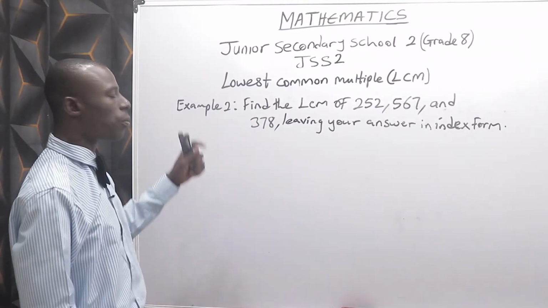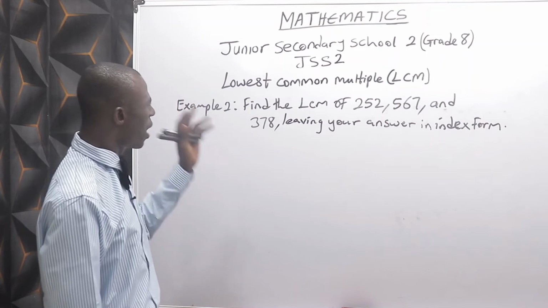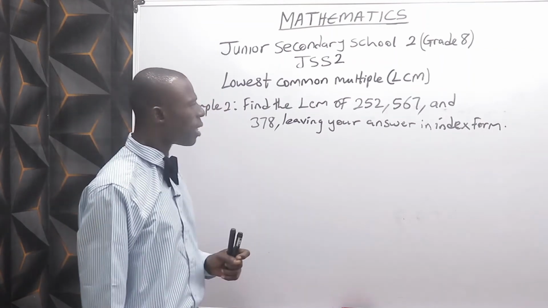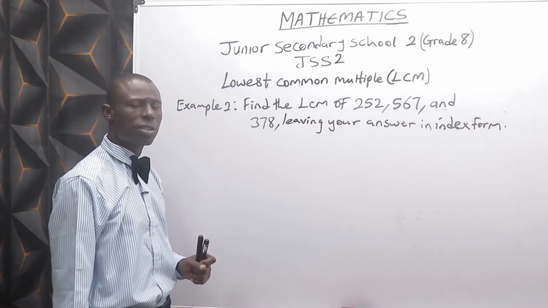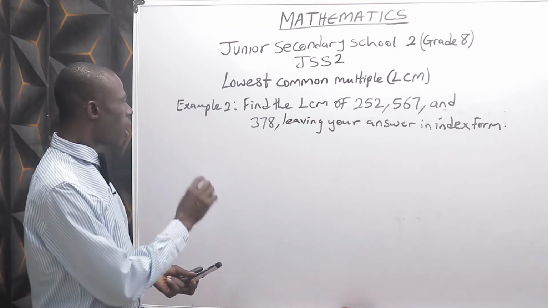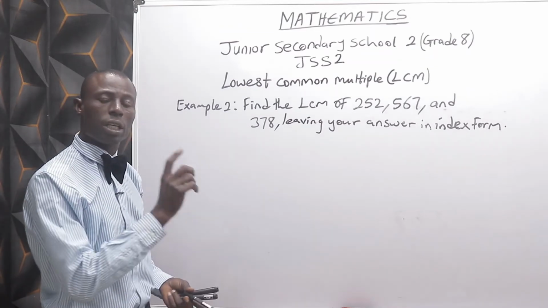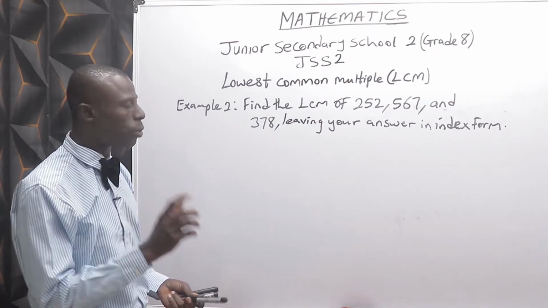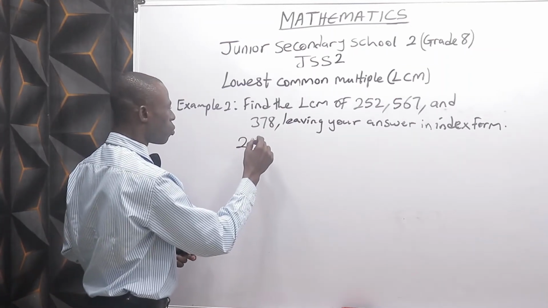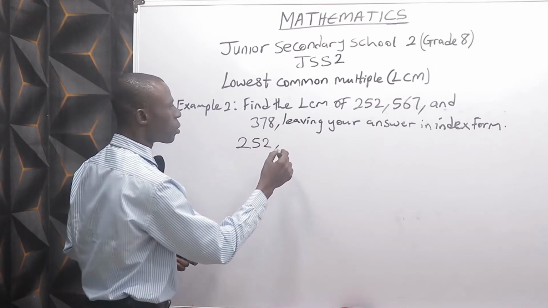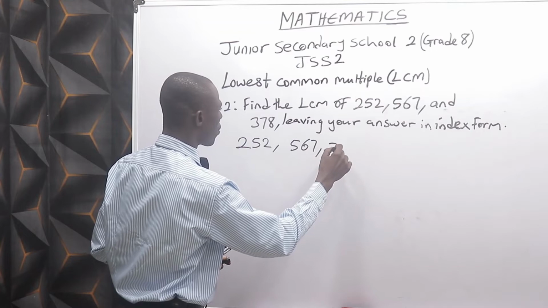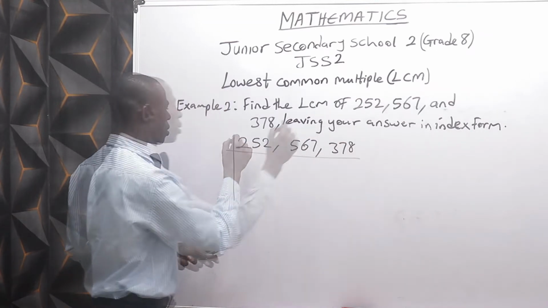Let's consider example 2. Find the LCM of 252, 567, and 378, leaving your answer in index form. I will solve the question using the 2 methods available. Method number 1, the long division method: 252, 567, and 378.